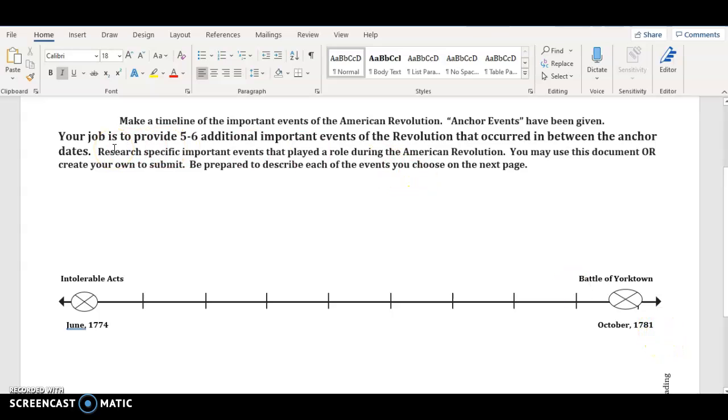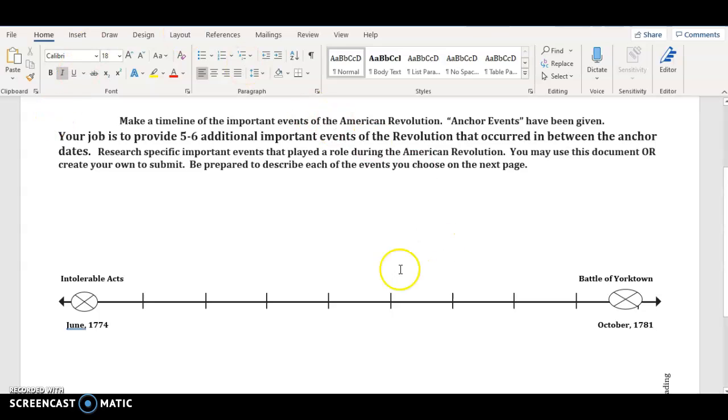And so the assignment I'm posing to you today states your job is to provide 5 to 6 additional important events of the Revolution that occurred in between the anchor dates. Research specific important events that played a role during the American Revolution. You may use this document or create your own to submit. Be prepared to describe each of the events you choose on the next page. So the first step is you need to determine 5 or 6 additional events.